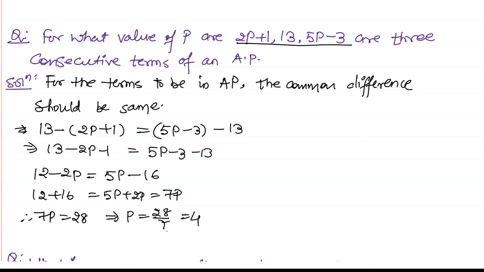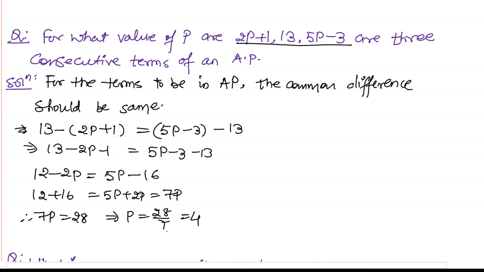A few minutes back, what did we understand? That if the common difference is constant, then the given terms are said to be in AP. So using the same principle, 2p plus 1 is the first term, 13 is the second term, 5p minus 3 is the third term, right? So what I'm doing is subtracting the first term from the second term. It's a2 minus a1.